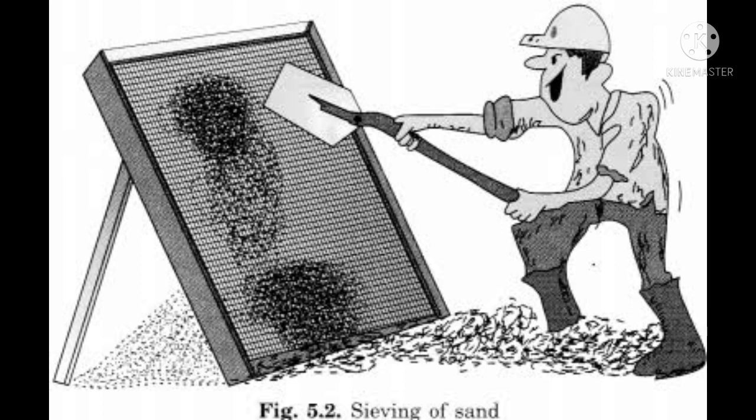A sieve is a wire mesh with minute holes fitted tightly in a frame. It will allow only those particles that are smaller than the hole in the mesh to pass through, and the bigger particles stay on the sieve. You would have seen such sieves used in the kitchen to separate flour from bigger impurities.